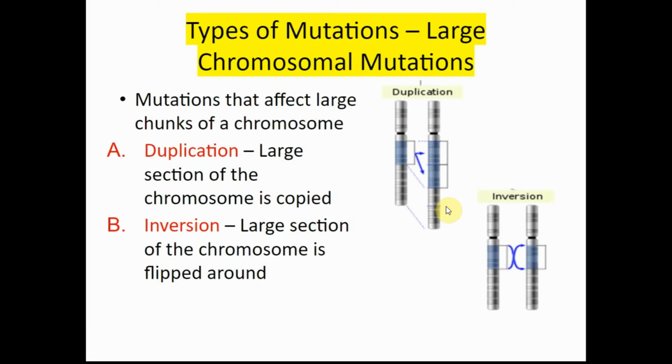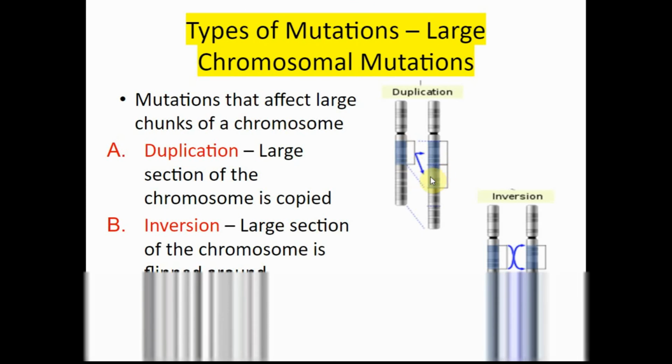Okay. Now the other large category of mutations other than gene mutations that affect one base or a few bases within a single gene would be our large chromosomal mutations that affect a big chunk of a chromosome. So here we see a duplication where we've got a large section of the chromosome that gets copied and then stuck in next to the original sequence.